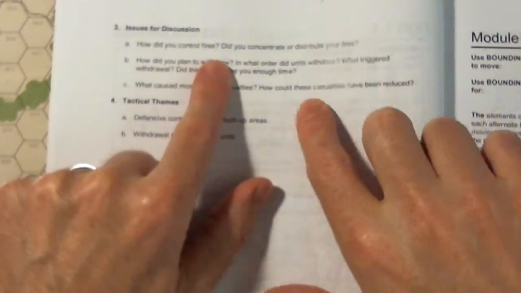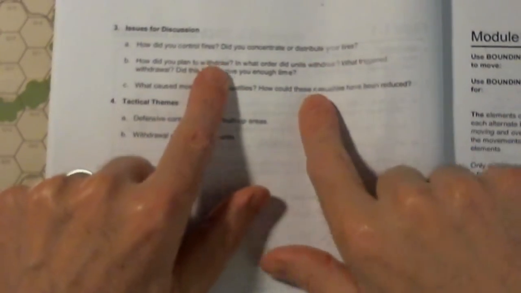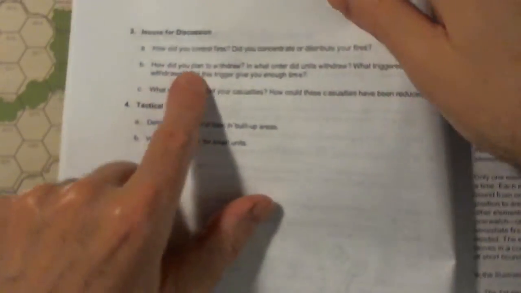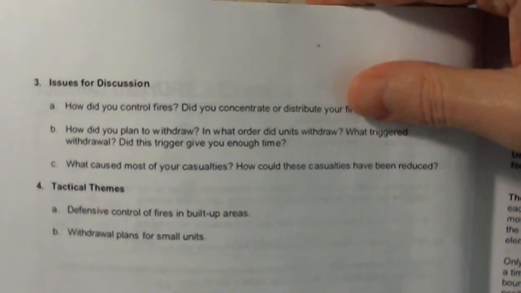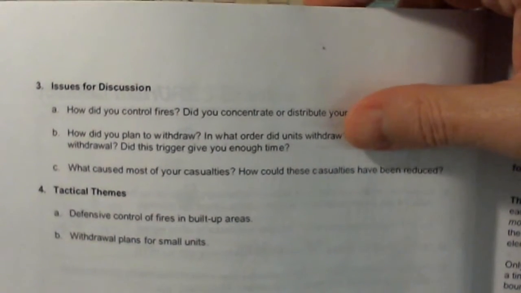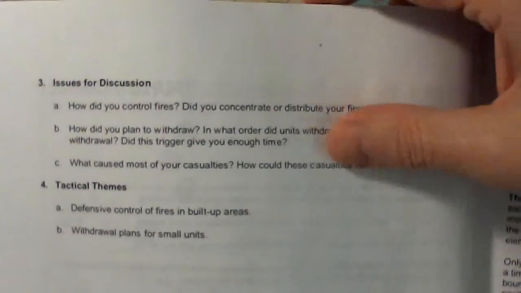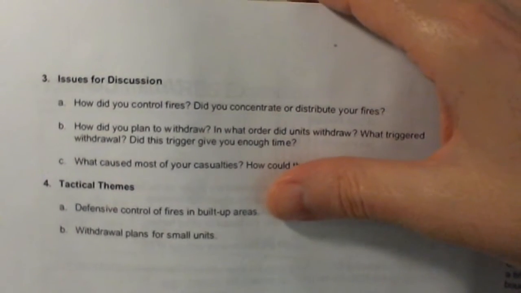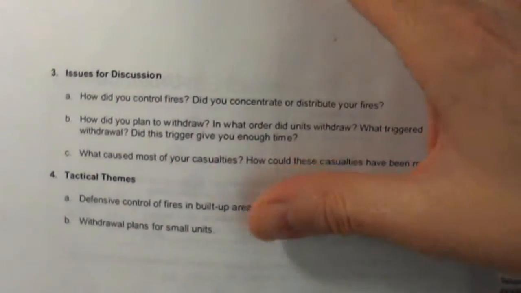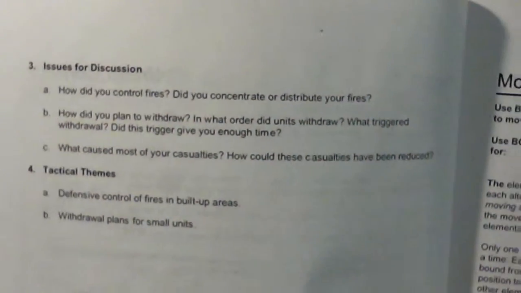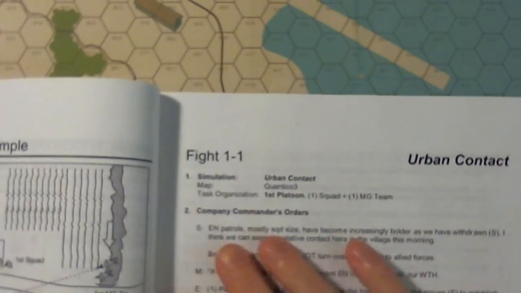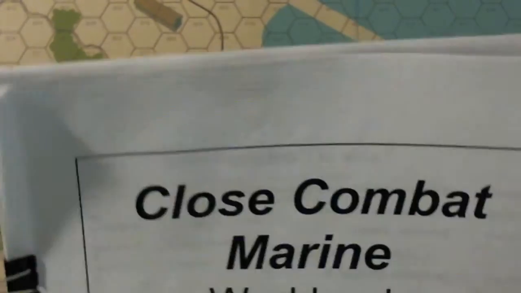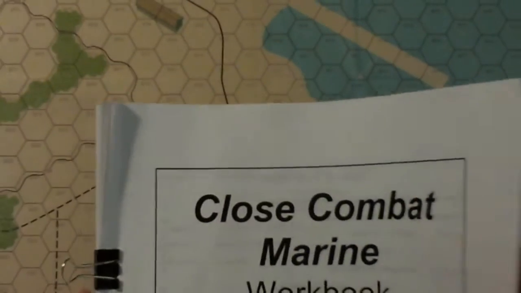You have issues for discussion. How did you control fires? Did you concentrate or distribute your fires? How did you plan to withdraw? In what order did units withdraw? What triggered withdrawal? Did this trigger give you enough time? What caused most of your casualties? How could these casualties have been reduced? Tactical themes: defensive, control of fires in built-up areas, and withdrawal plans for small units. So that is what I wanted to show about this and its part in what I'm doing here.